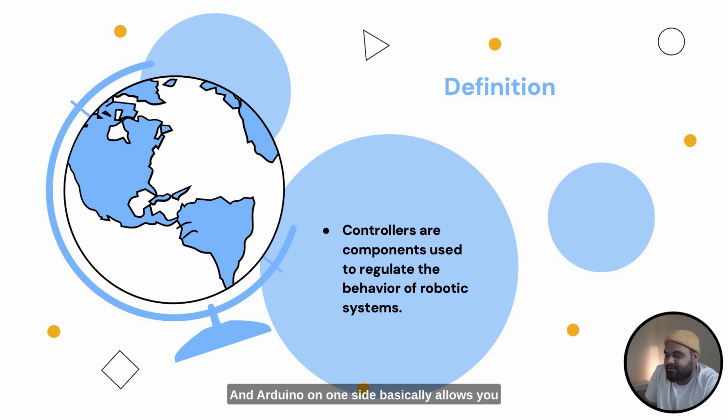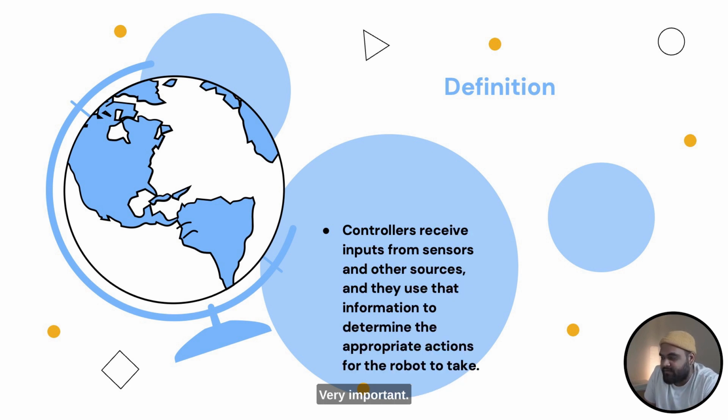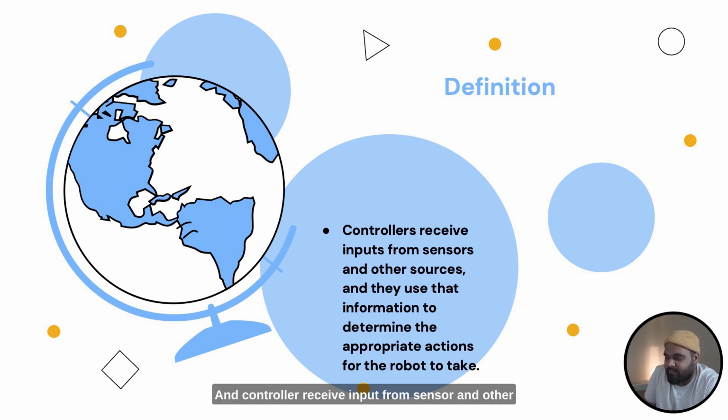Arduino on one side basically allows you to make sure that all the processes are done the way they are supposed to be done. So Arduino is one of the most fundamental controllers that you'll ever find in the market. Very important. Controllers receive input from sensors and other sources, and they use that information to determine the appropriate action for the robot to take. Basically, what action you want to take is defined by the controller, and that's very important.